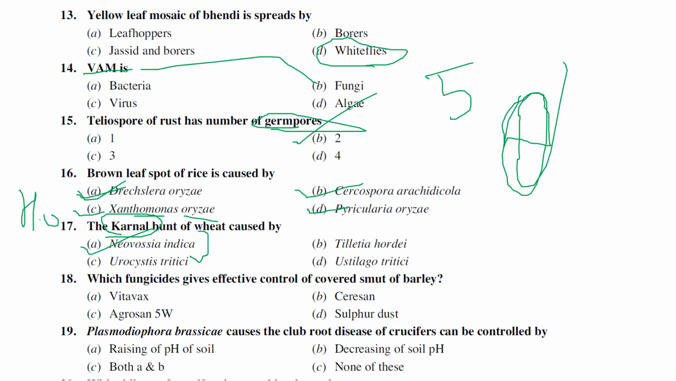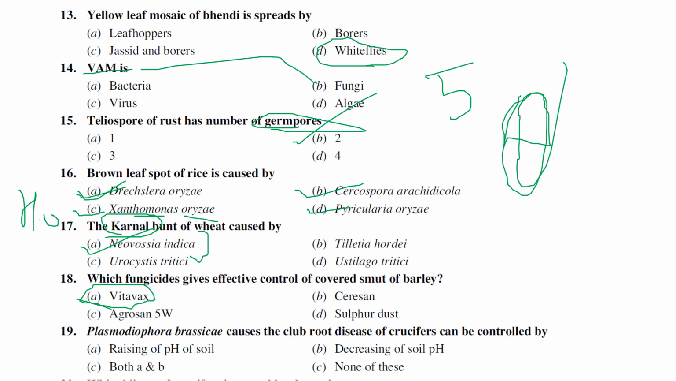Which fungicides give effective control of covered smut of barley? Vitavax, Ceresan, Agrosan, and Sulphur dust. Generally, all smut diseases can be effectively managed by Vitavax, by seed treatment with Vitavax. Oxycarboxin, the trade name is Plantvax. Carboxin, the trade name is Vitavax. So this carboxin or Vitavax can be generally recommended for seed treatment or the management of all kinds of smut diseases, not only this barley smut.